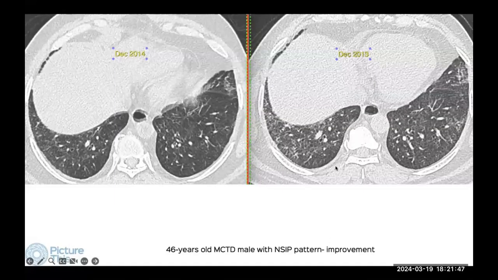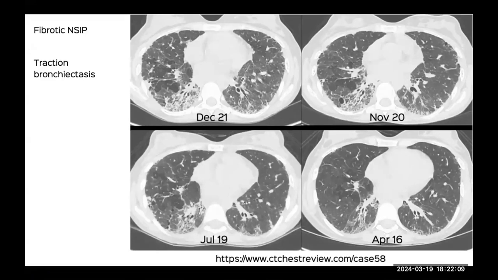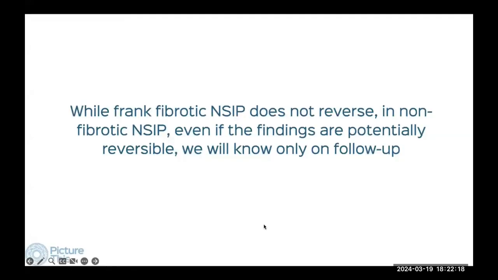And here we have another patient in 23. Again, some traction bronchiolectasis. We would not expect these lesions to improve, but they have improved on treatment. So it is a little variable. Now, if there is frank traction bronchiectasis and architectural distortion, that's not going to improve. But in the early stages, a lot of this is potentially reversible. And we come back to that case of scleroderma ILD from 16 to 21, where there was absolutely no improvement at any stage.